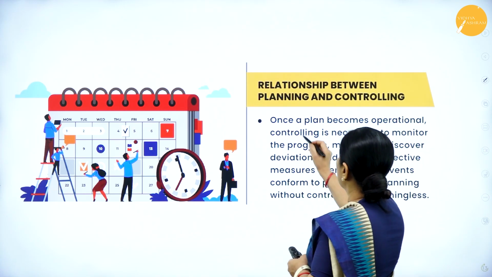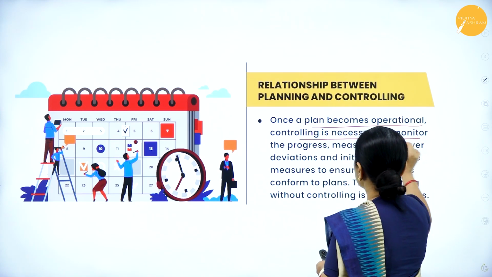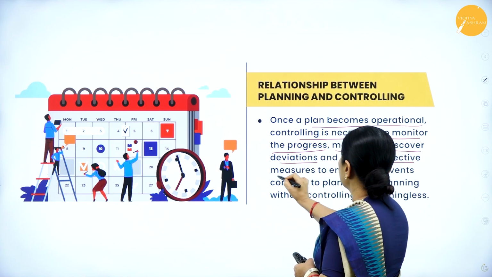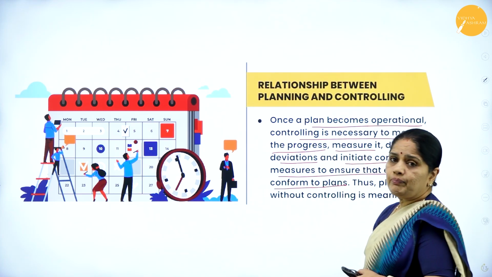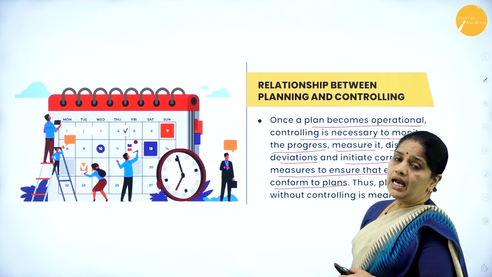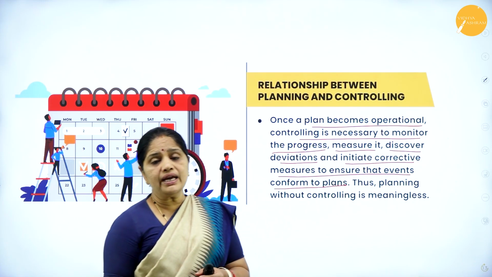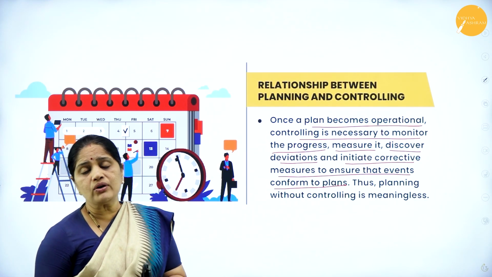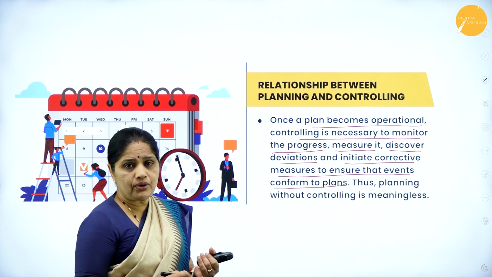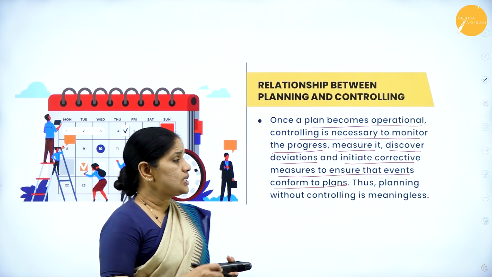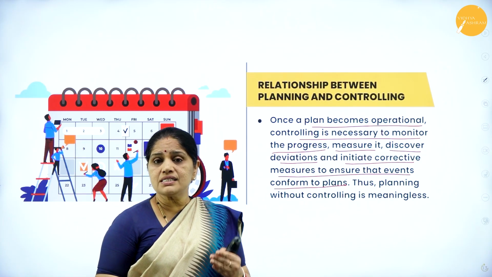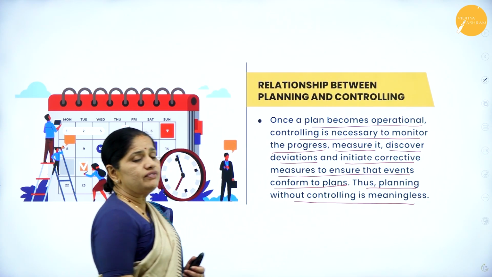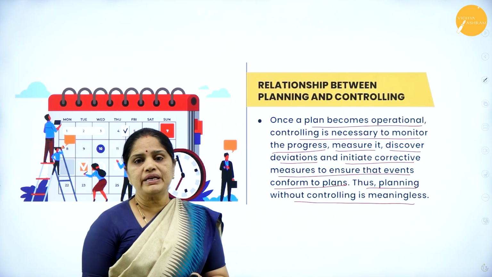Then the next one is, once a plan becomes operational, controlling is necessary to monitor the progress, measure it, discover deviations, and initiate corrective measures to ensure that events conform to plans. So once a plan becomes operational, controlling becomes very, very important. We have to ensure that all the activities are going as per the plans. To monitor the progress, measure the progress, discover the deviations and initiate corrective measures, for all this we need controlling. Thus, planning without controlling is meaningless. So wherever there is a plan, there should be control also.